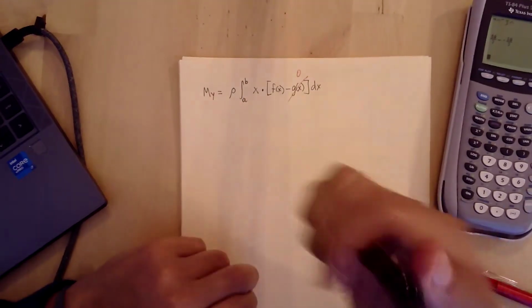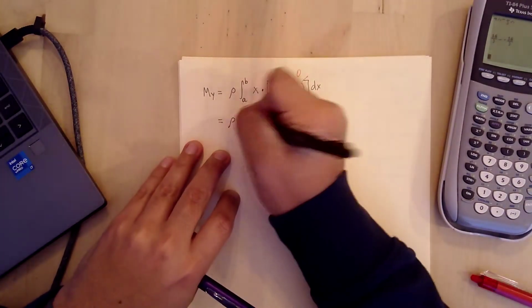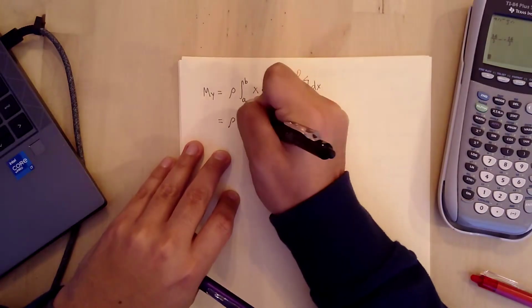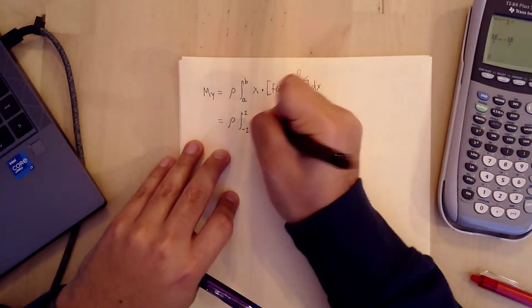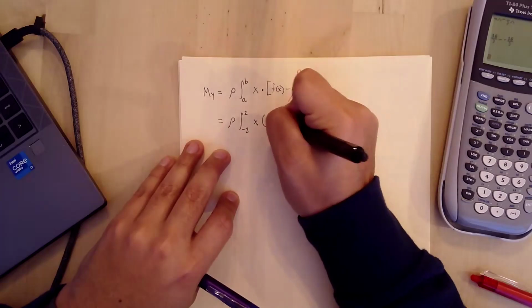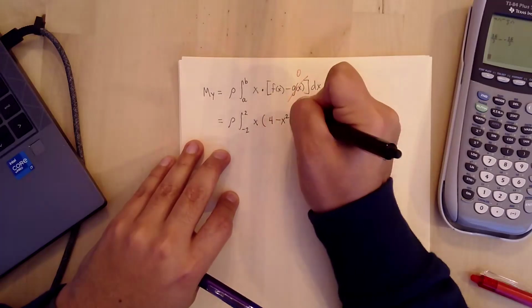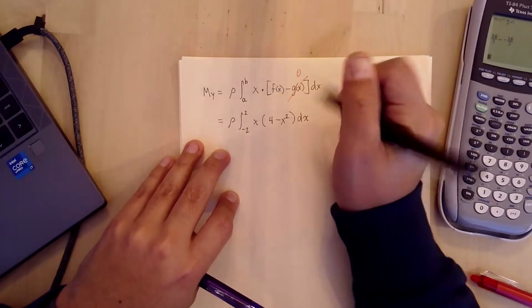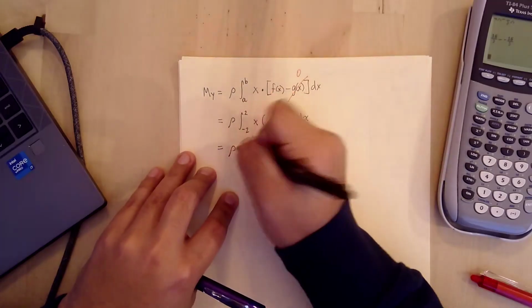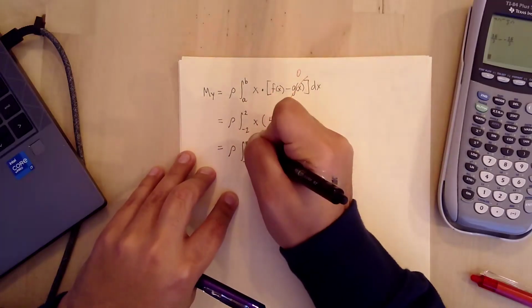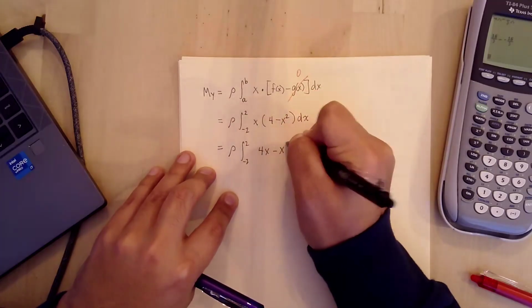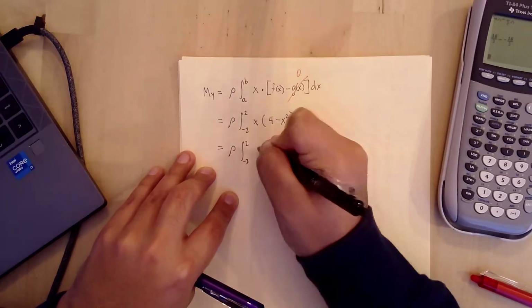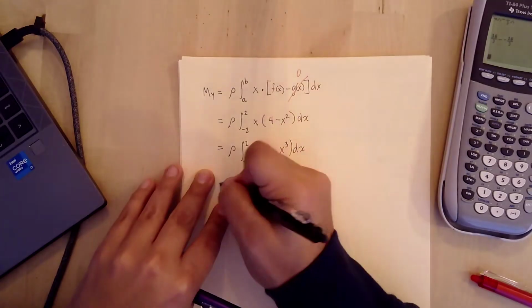So we could rewrite this integral now. Rho times the integral from -2 to 2, right? Those are still the limits of integration. We're going to multiply x times 4 minus x squared dx. And that's just a straightforward distribution issue. So we can go ahead and distribute that x. So we get 4x minus x to the third dx. And now let's integrate this.